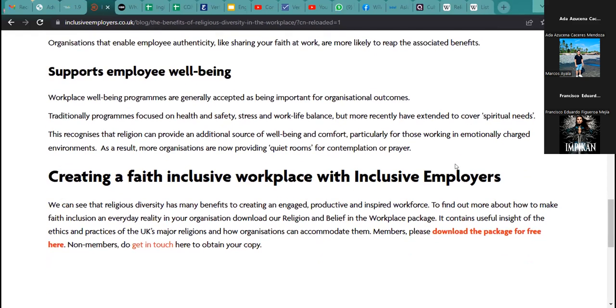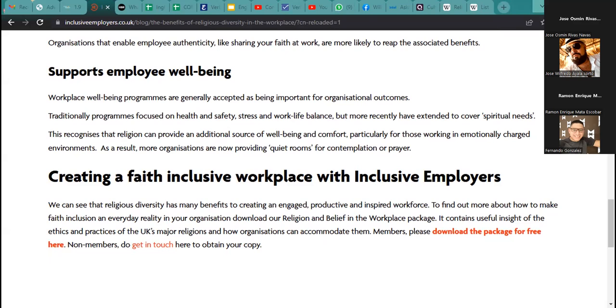Good, perfect. Creating a faith inclusive workplace with inclusive employers. Not possible for Ivan. Let's see, Jose Wilfredo. Yes, teacher. Good, the last one. Creating a faith inclusive workplace with inclusive employers.